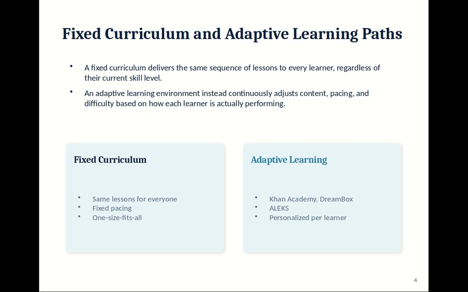Fixed curriculum: same lessons for everyone. Fixed pacing: one size fits all. Adaptive learning: Khan Academy, DreamBox. Personalized per learner.